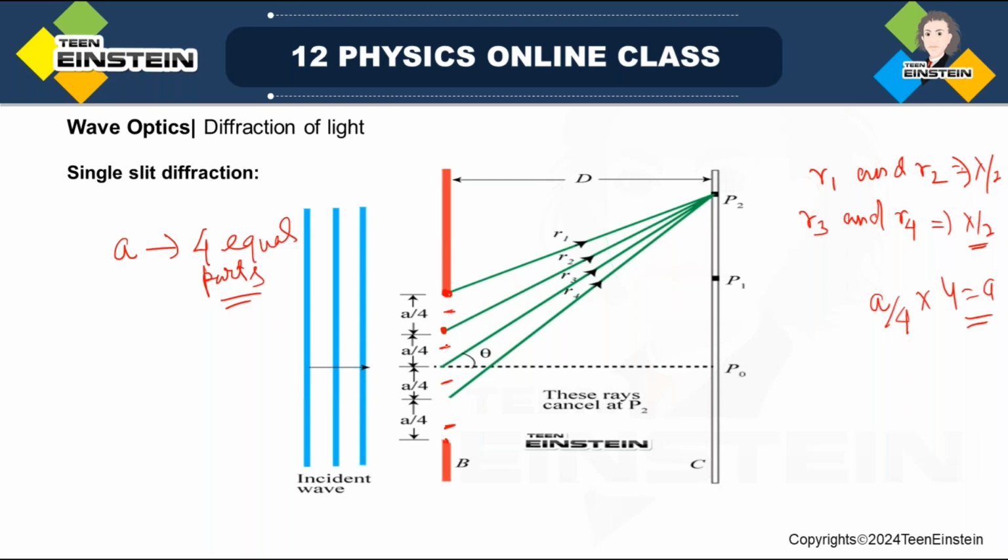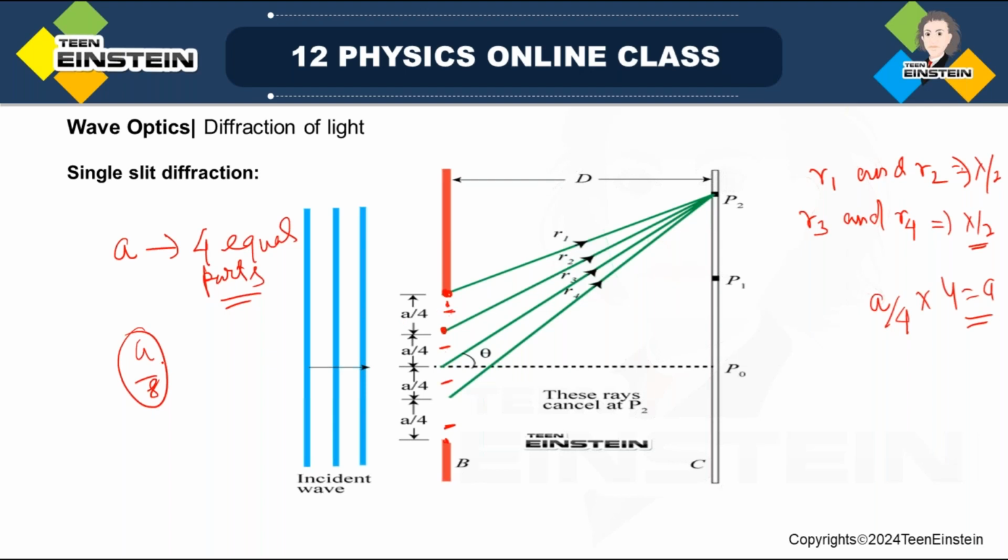Like that, each point will have its corresponding point in the other half to cancel out its effect, so that you get destructive interference. Like that, if you want the higher orders, suppose I want the third one, then you have to divide this into 8 parts, each of them having this width.